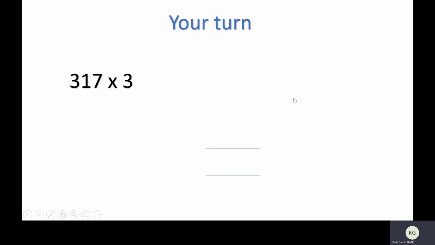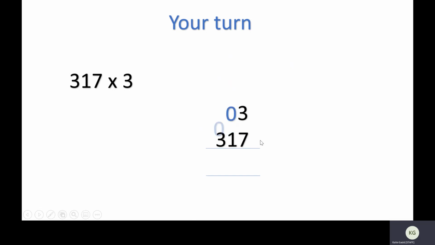Okay, let's see how you got on. So we can either write the hundreds number at the top or we can write it underneath. It doesn't matter because multiplication is commutative. It doesn't matter which way round you multiply. So we've got the 3 here in the ones column. It's really important we leave it in the ones column because here we can see it's a ones number. And we've got 317 underneath.